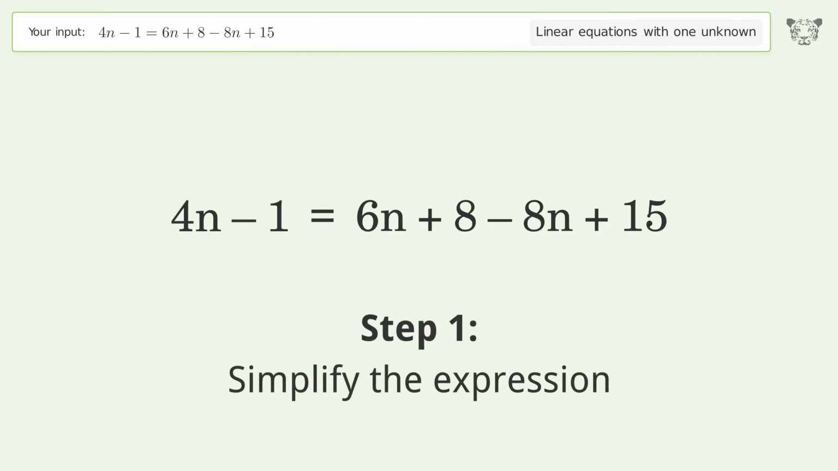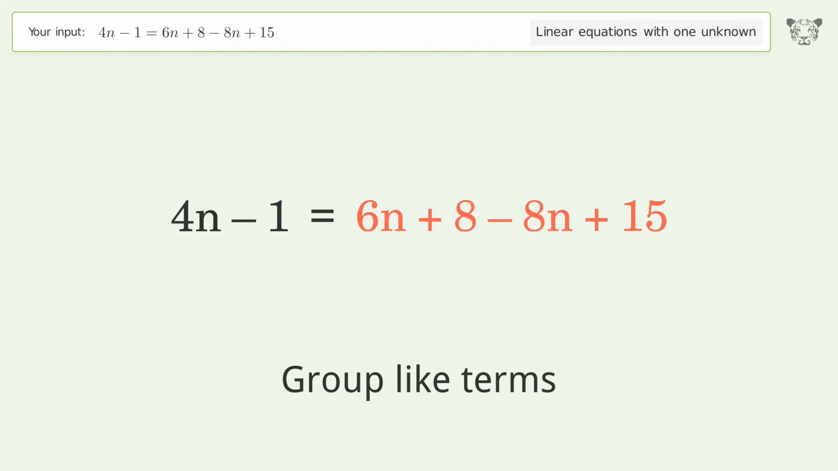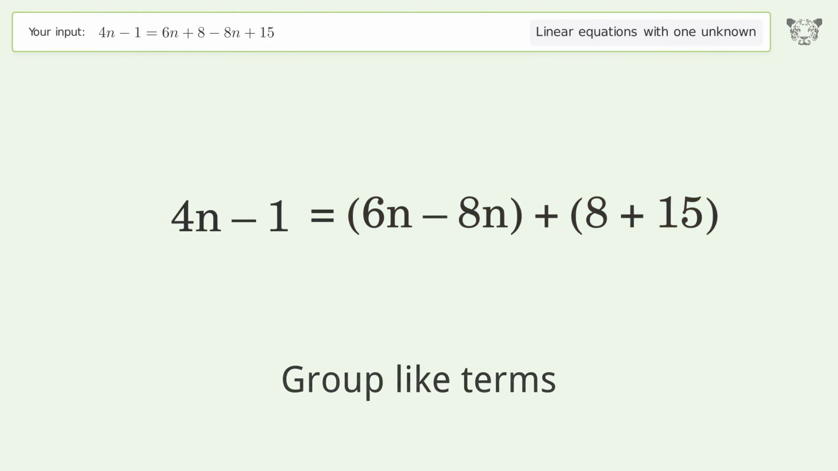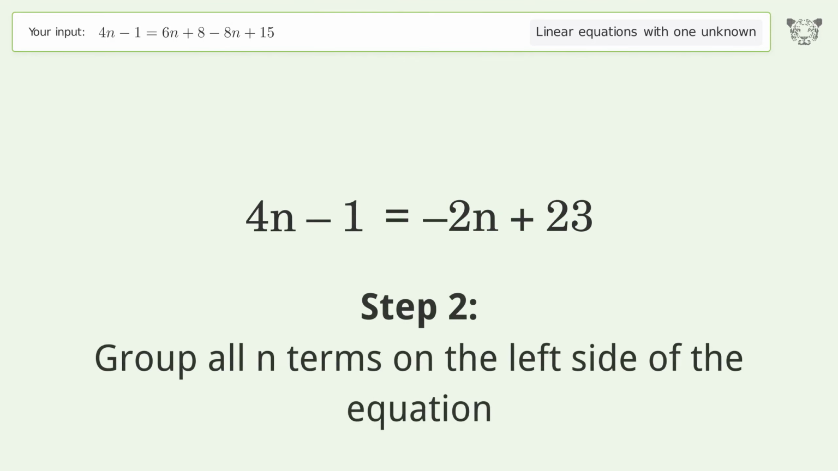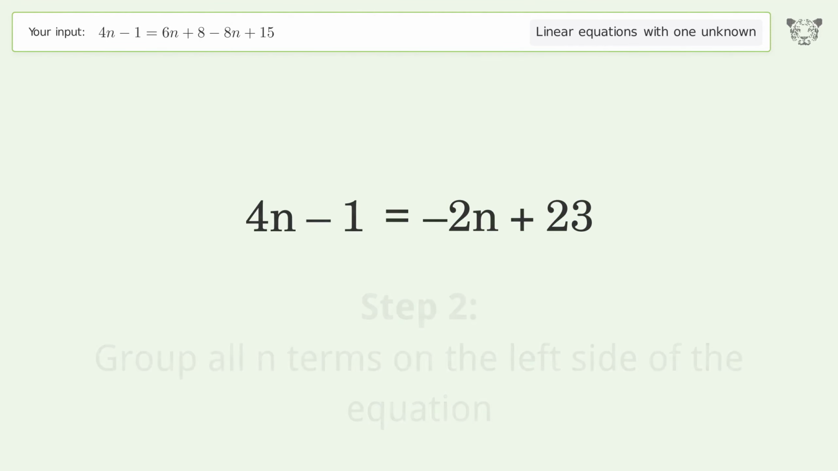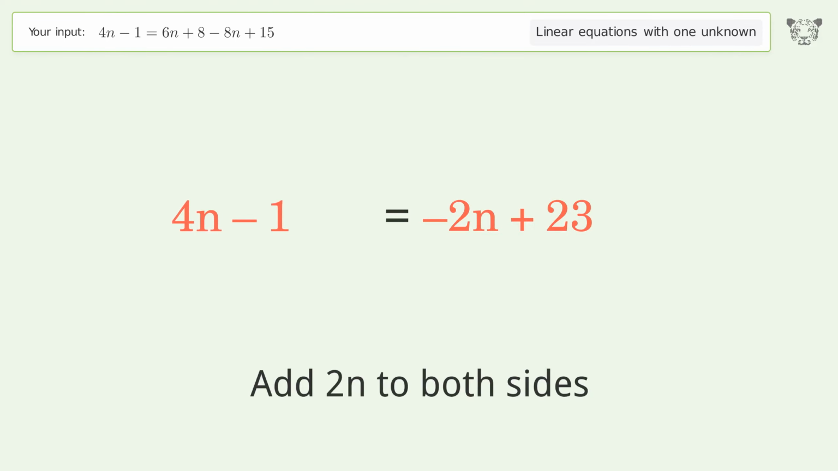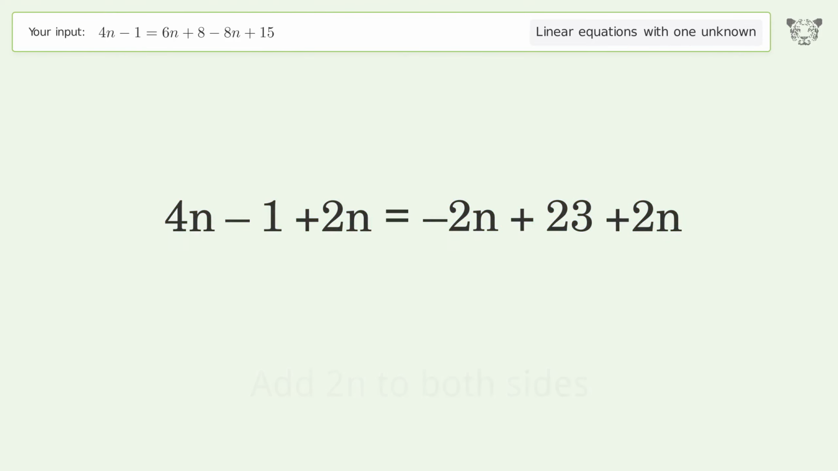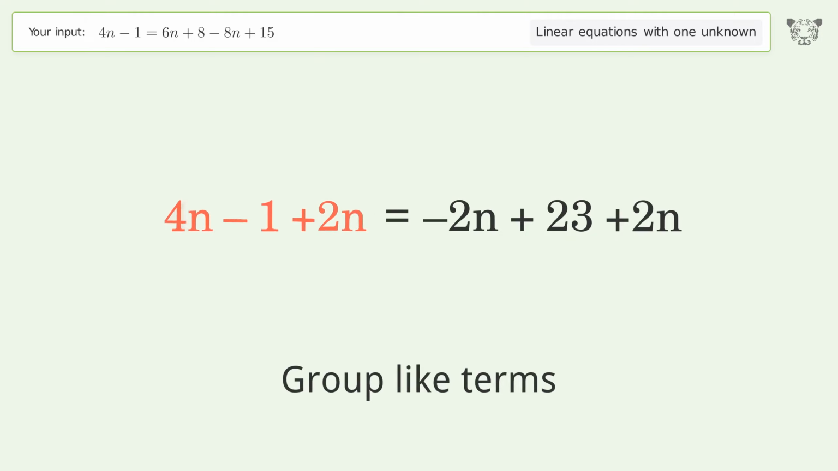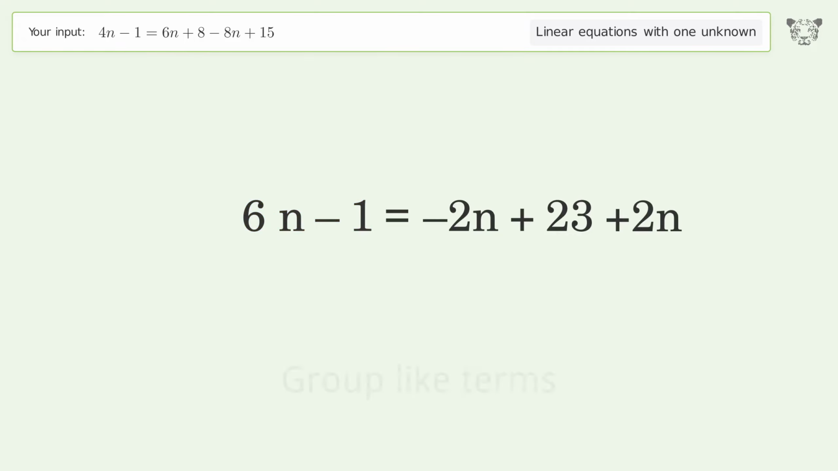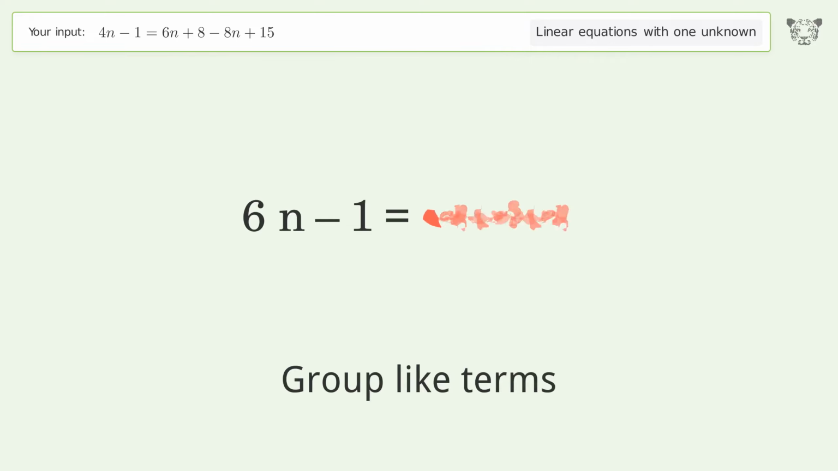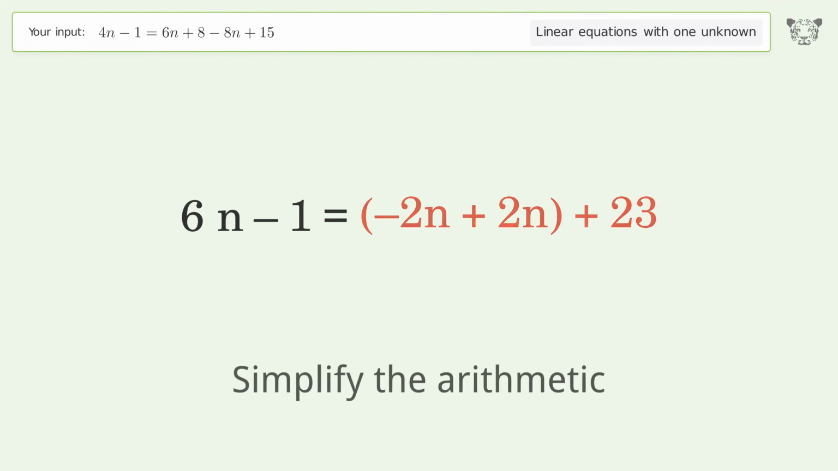Simplify the expression. Group like terms. Simplify the arithmetic. Group all n terms on the left side of the equation. Add 2n to both sides. Group like terms. Simplify the arithmetic. Group like terms. Simplify the arithmetic.